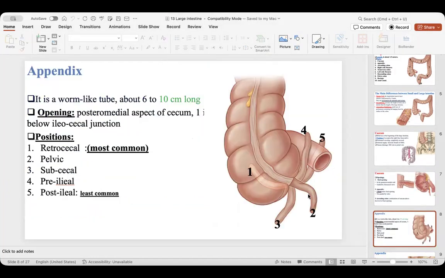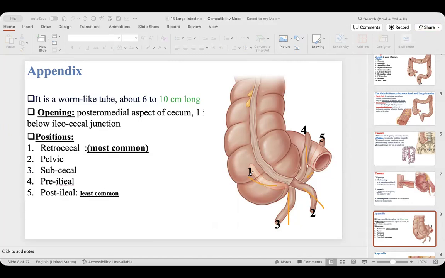Appendix, about 6 centimeters up to 10 centimeters in length, opens into the cecum below the opening of the ileum. This is the position of the ileum. This is the position of the cecum.